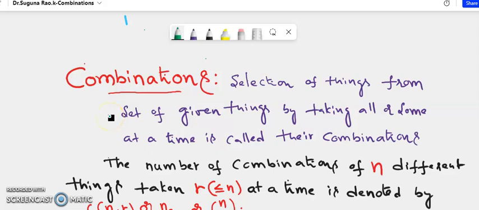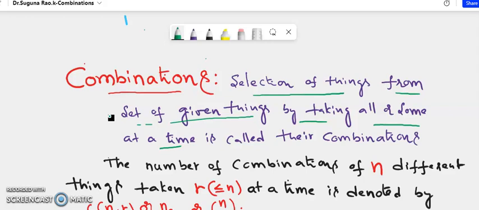Here we will learn the combinations. The definition of combination is: the selection of things or form a different groups from a given set of things by taking all or some at a time is called their combinations.